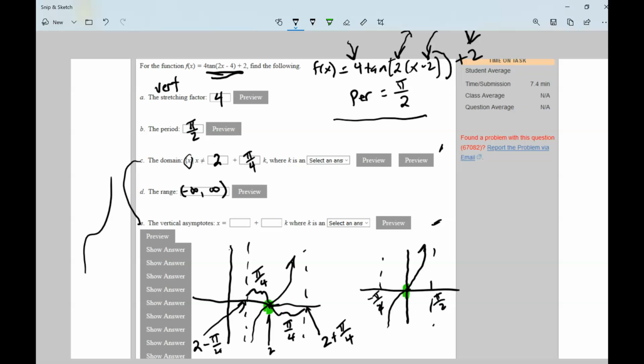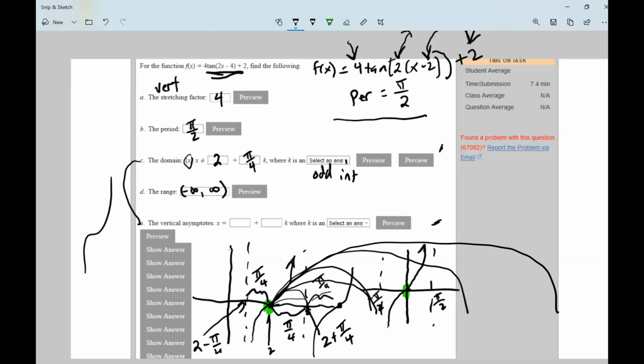But if I go 2 pi over 4, so there's a second pi over 4, I'm going to hit the middle line again, because the middle line's right here. So from there, I'd have to go another pi over 4, so 3 pi over 4 to hit the next asymptote. That's why up in here, there's a drop-down menu. I'm going to pick odd integers. That way I'm going to start at 2, and I can add pi over 4 to get this one. I can add 3 pi over 4 to get this one. I could add 5 pi over 4 to get the next one out here somewhere. I could add 7 pi over 4 to get way out here, and so on.